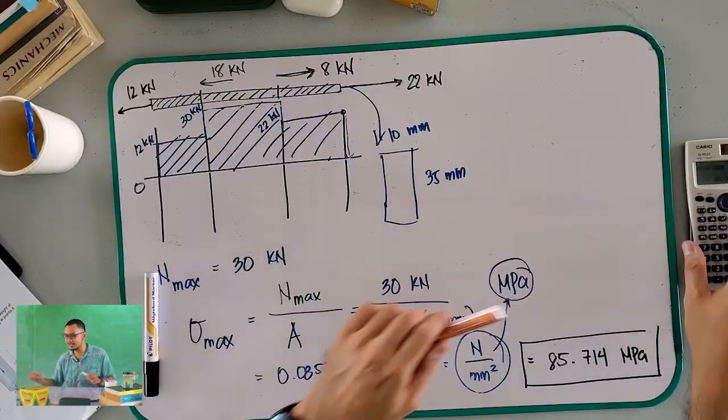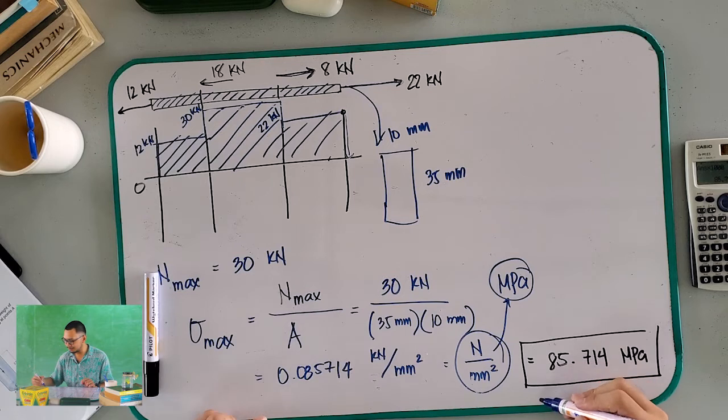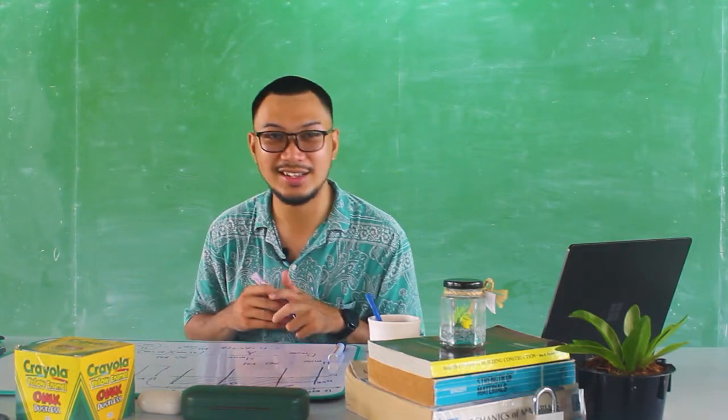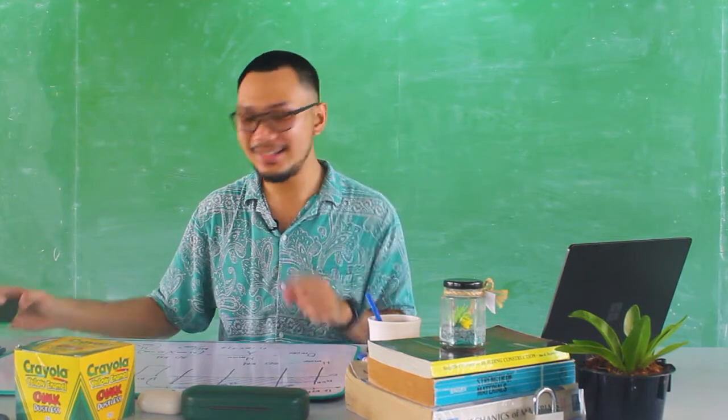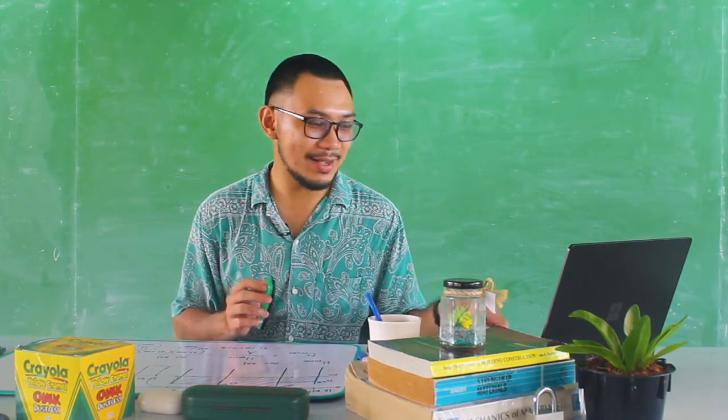Take note. Okay? So, this is your maximum average internal normal stress. Okay? Understand? Understood? We have another example.